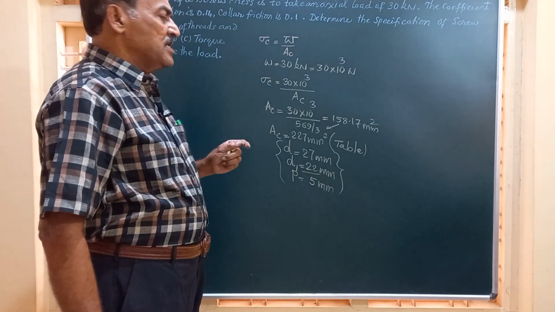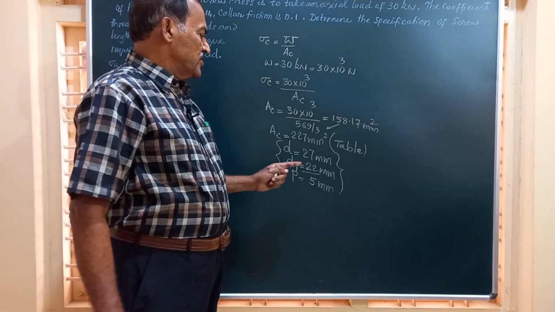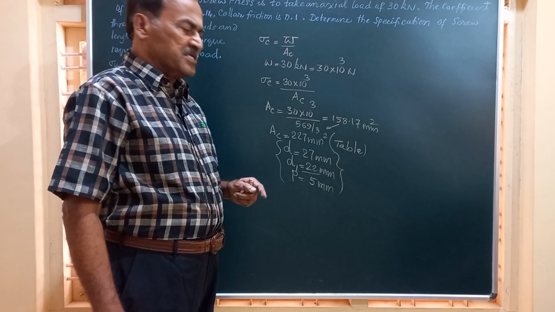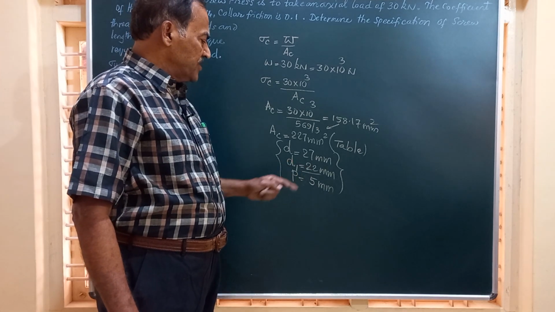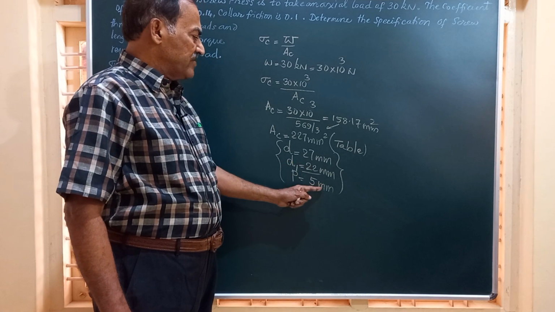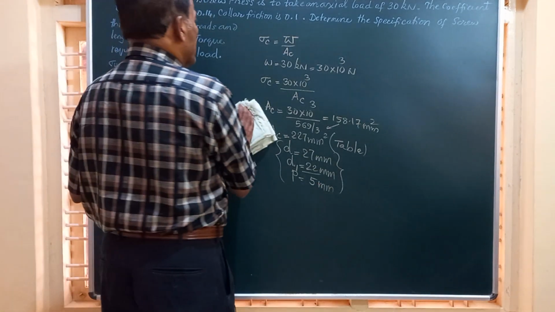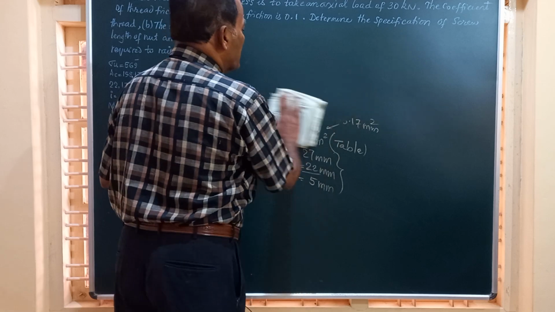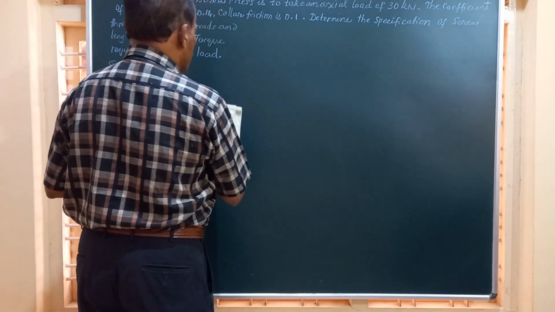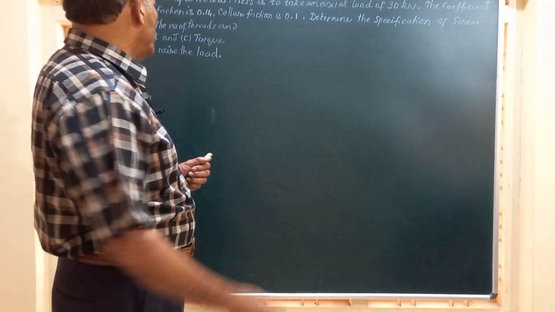That is to say, the screw rod we select should have a nominal dia 27 mm, core dia 22 mm, and pitch equal to 5 millimeter. This is how we specify the square thread. So we have completed the first part of the question, that is part A.